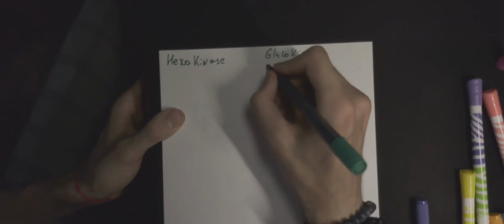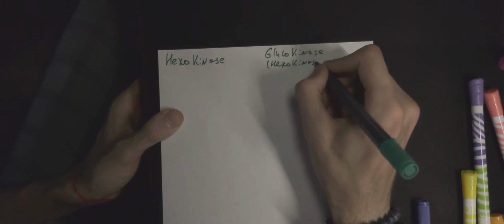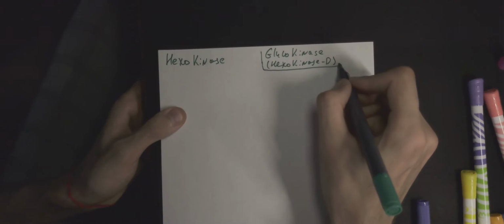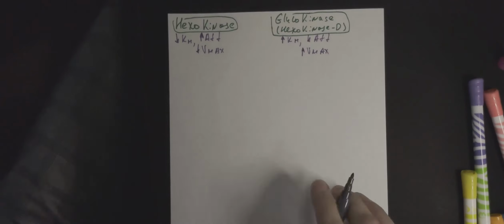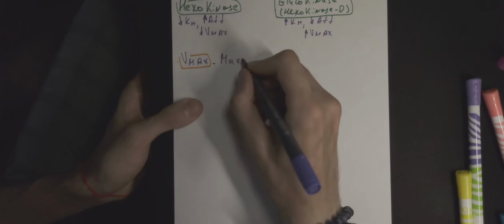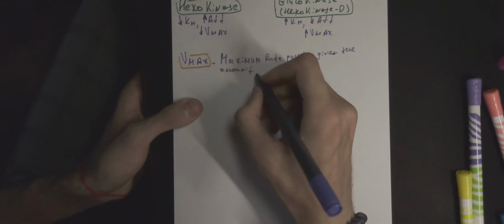And now I would like to take an opportunity and discuss hexokinase and glucokinase, or hexokinase D, with you. So, hexokinase is basically inhibited by glucose 6-phosphate, whereas glucokinase is inhibited by fructose 6-phosphate. Furthermore, hexokinase has low Km, high affinity, and low Vmax, whereas glucokinase has high Km, low affinity, and high Vmax.